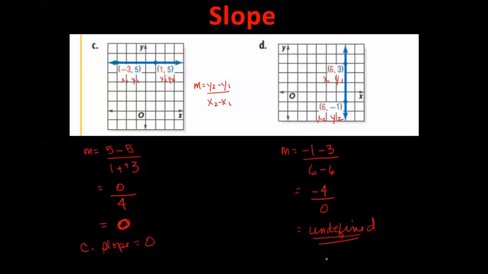Now, some teachers in your past may have just said no slope. The proper term is undefined. When it's going straight up and down, of course it's very steep because it's going straight up and down, but that means that it's absolutely undefined. So anytime you have a horizontal line, it's going to be a slope of 0. Anytime you have a vertical line, your slope is undefined.